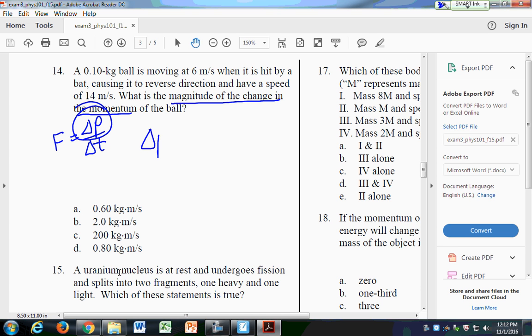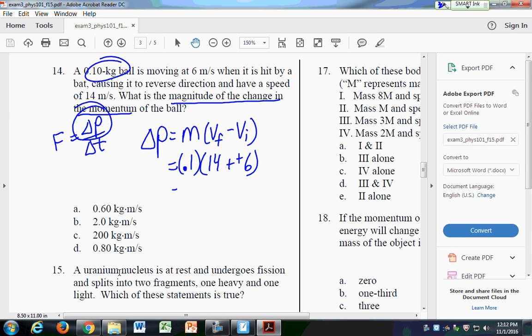So I find my delta P is M times Vf minus Vi. M is 0.1 kilograms. That's given right up here. Vf minus Vi, this is where you have to be careful. Anytime you have something that reverses direction, just add them up, because it's going to be 14 minus negative 6. So I just add those. So if it reverses, just add them up, because remember you're going to be changing signs in there. Okay? And so that's 0.1 times 20, so B is the right answer.